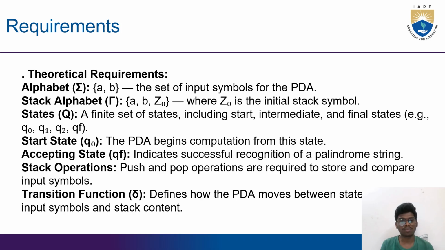Start state: Q0. The PDA begins computation from this state. Accepting state: QF, which indicates successful recognition of a palindrome string. Stack operations: push and pop operations are required to store and compare input symbols. Transition function: defines how the PDA moves from one state to another based on input symbols and stack content.